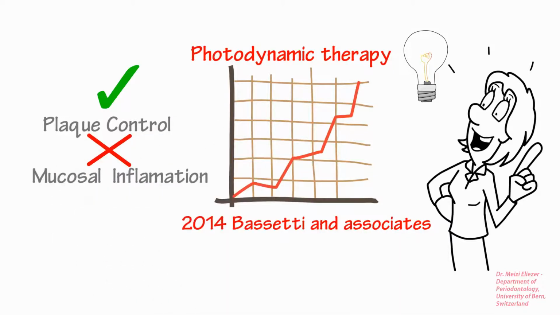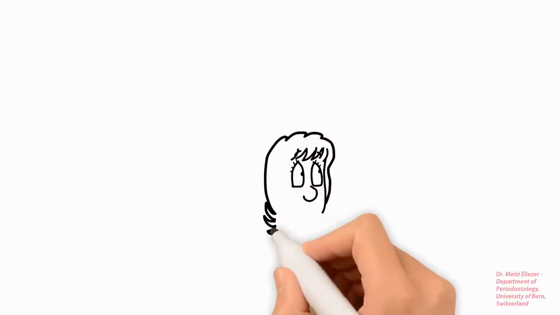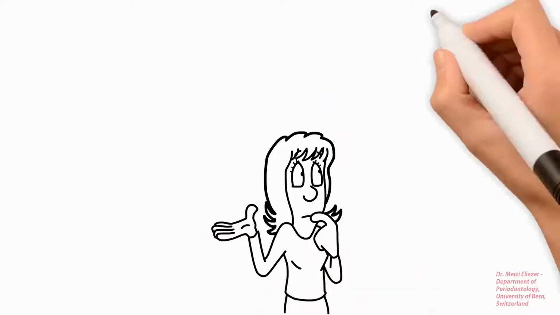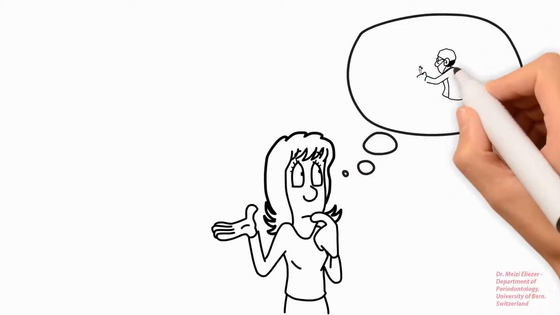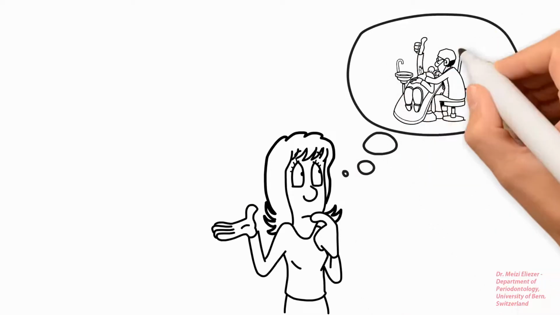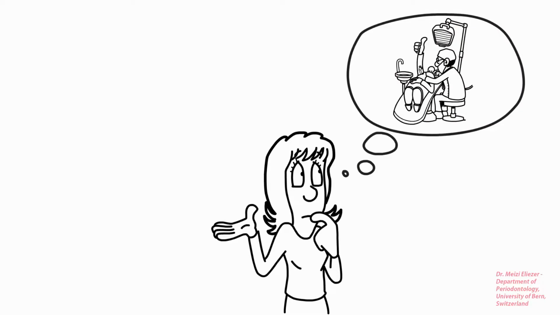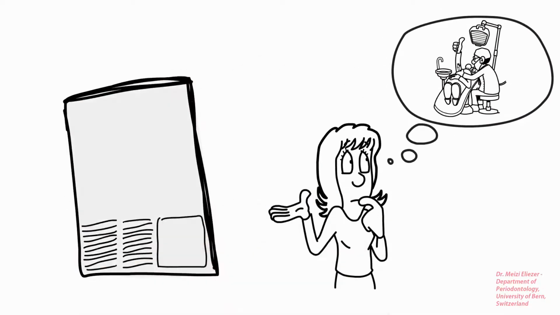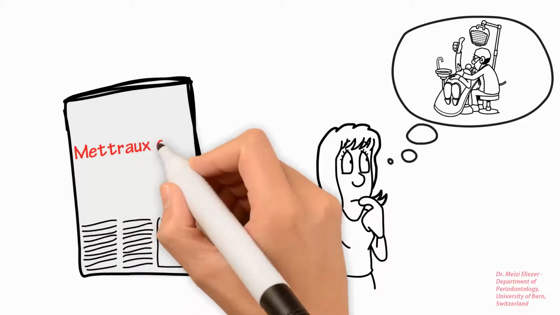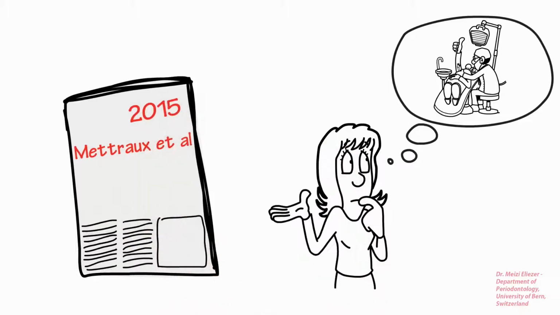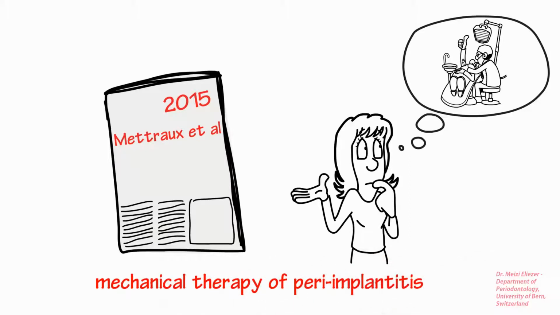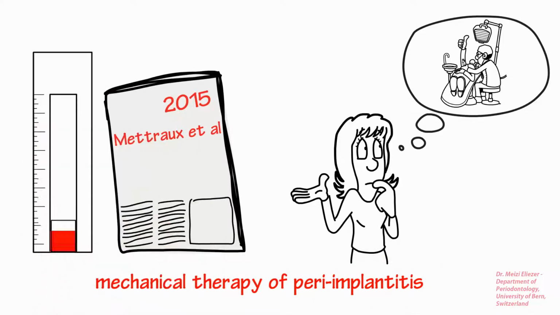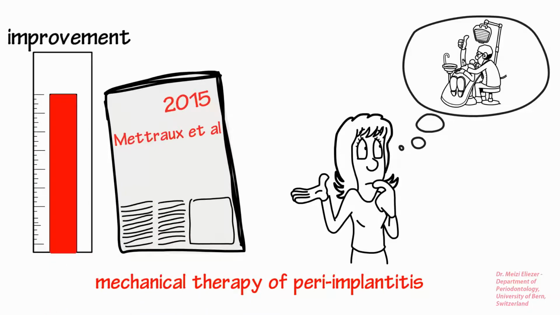So what shall we do? Maybe we shall perform surgery? I wouldn't choose surgery as first choice because a recent systematic review concluded there is no reliable evidence suggesting which surgical protocol therapy could be the most effective intervention for treating peri-implantitis. So what else can we use? There was a study conducted by Metro and Associates, published in 2015. They have shown that non-surgical mechanical therapy of peri-implantitis with adjunctive repeated application of diode laser yields significant clinical improvement.